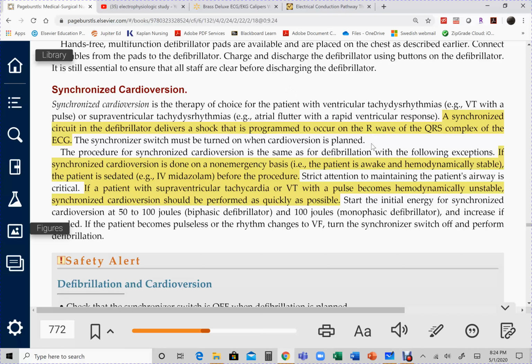So if you ask what's the main difference between the two, it is the timing of the delivery of the shock. In defibrillation, the shock is delivered randomly at any point in the cardiac cycle. In synchronized cardioversion, the machine will deliver the shock at the peak of an R wave, meaning in order to do that, the machine has to synchronize with the patient's rhythm first.